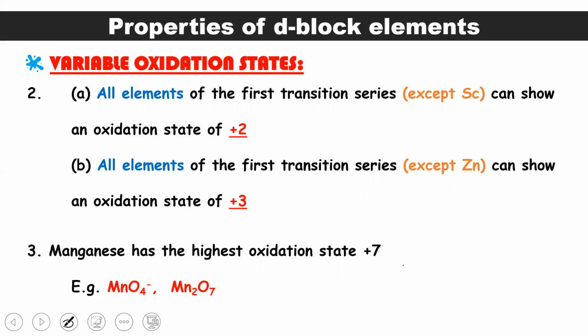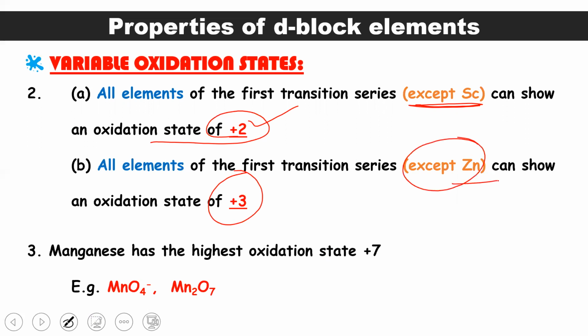All elements of the first transition series, except scandium, will show the +2 oxidation state. Except scandium, all elements in the 3d series, that means the first series, will show the +2 oxidation state. And they will also show the +3 oxidation state. Except zinc, all the elements will show the +3 configuration. Except scandium, all the elements will show the +2 configuration.